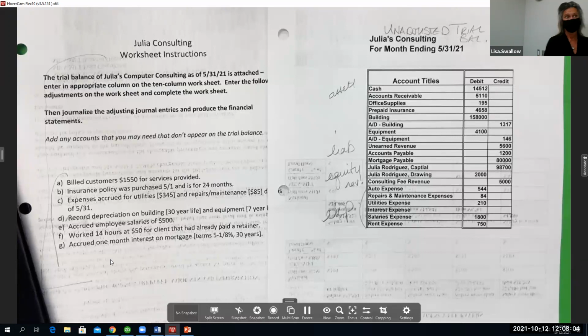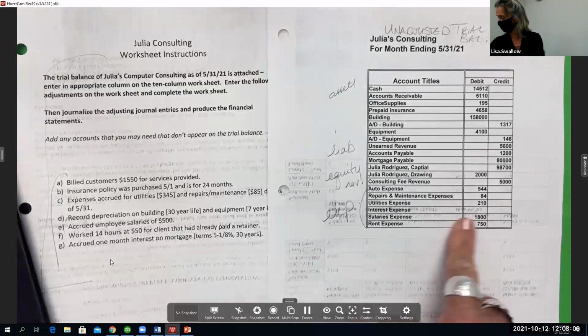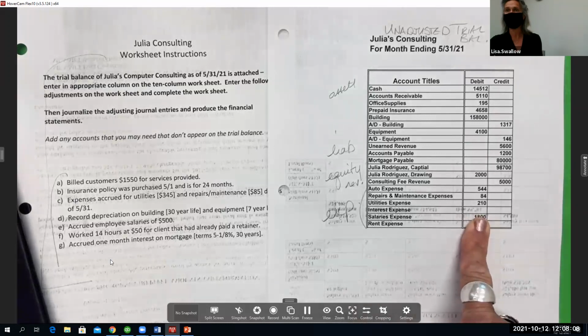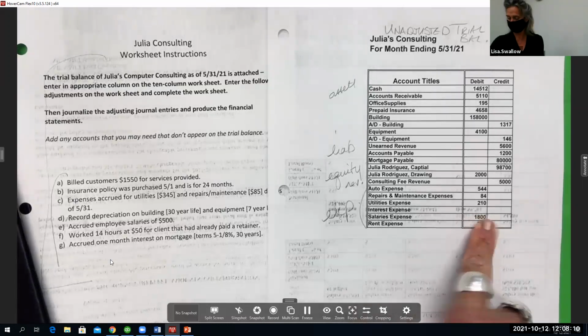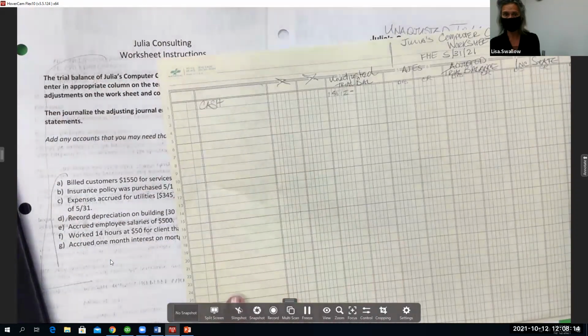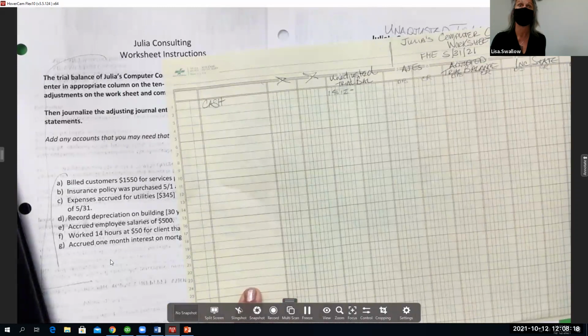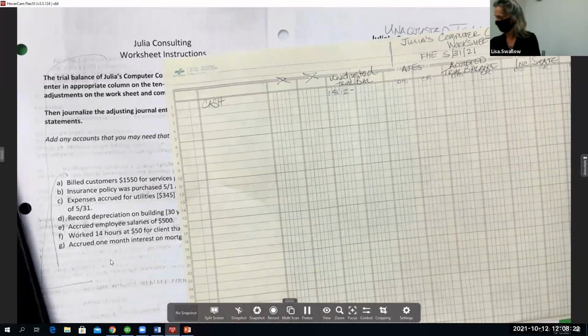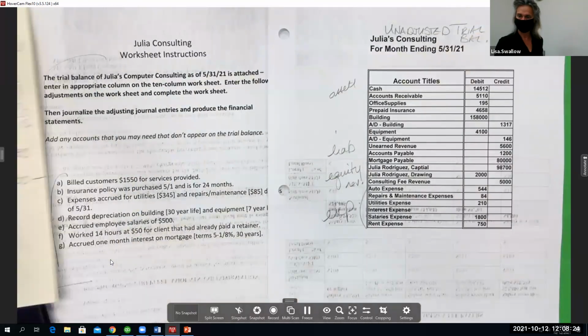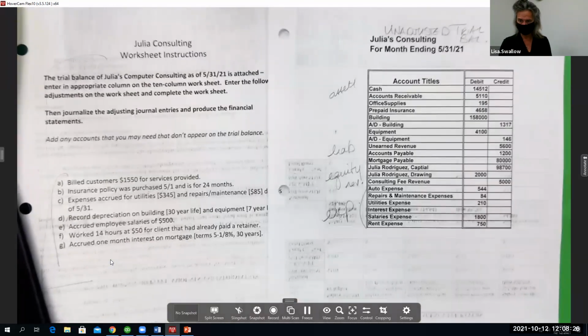Yes. So Trevor's question is, when interest expense doesn't have anything in it, do you still need to write the account title on here? And yeah, of course we do, because we probably will use it for an AJE. That makes sense? Yeah. Jen, Ty, you have any questions?